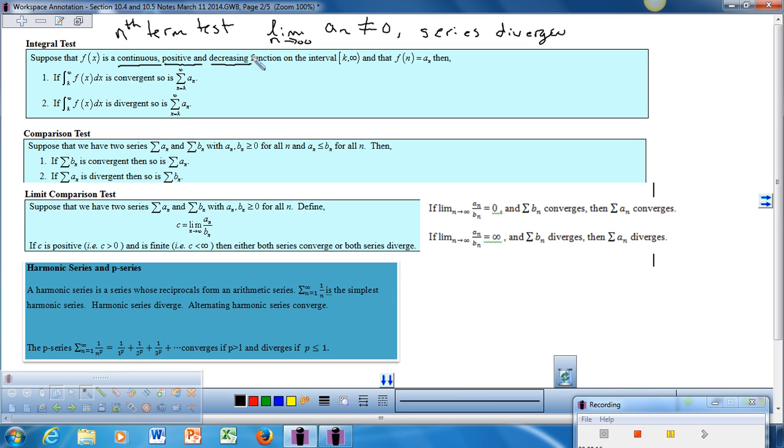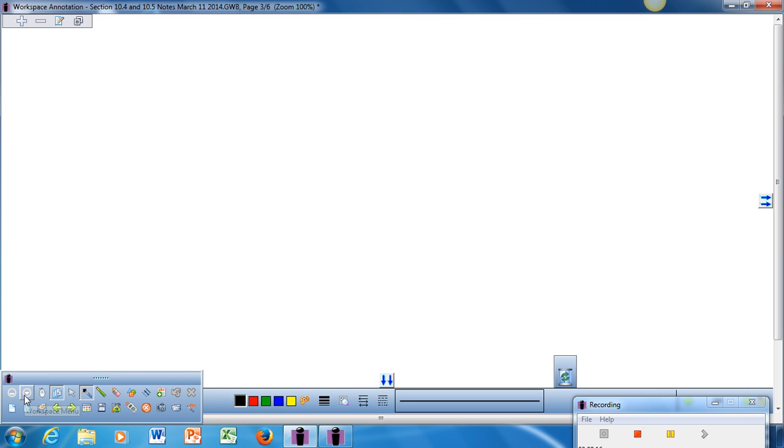Anyway, on each of the tests, I will be giving you when this test might be helpful and the conditions that have to apply to use this test. So these are the conditions: continuous, positive, and decreasing. Also, for each test, you'll have one or two examples. So this is example 1, and this is for the integral test.